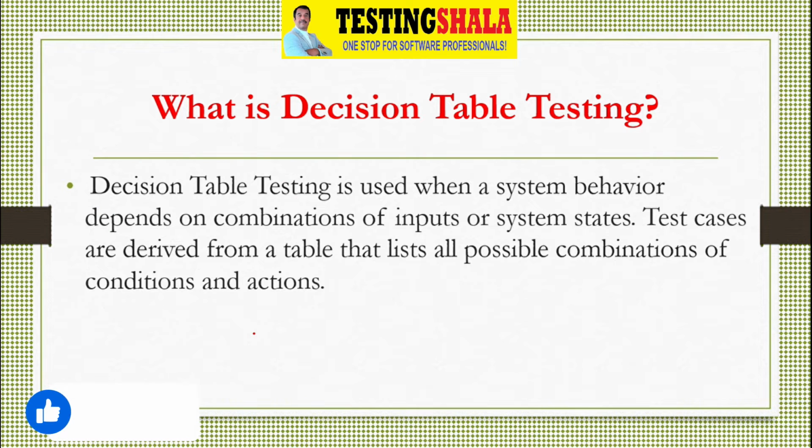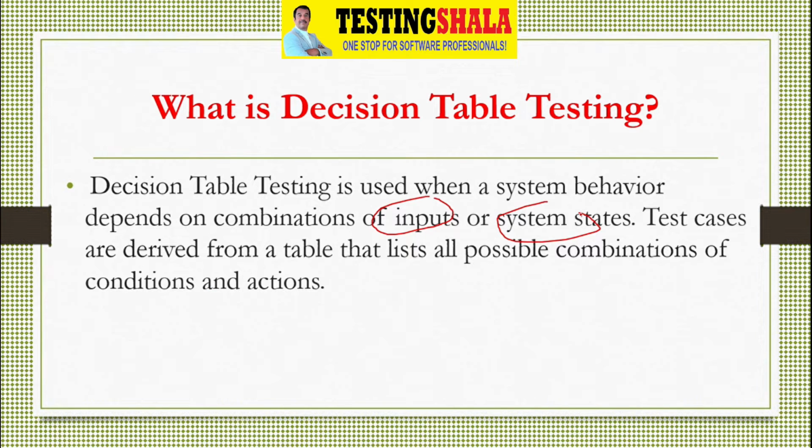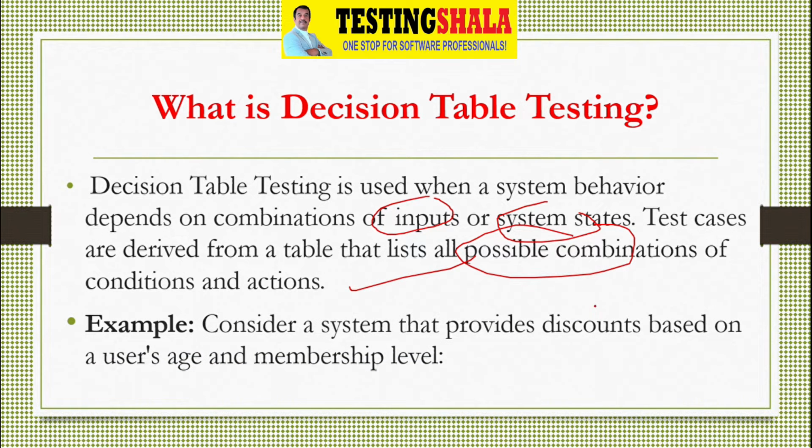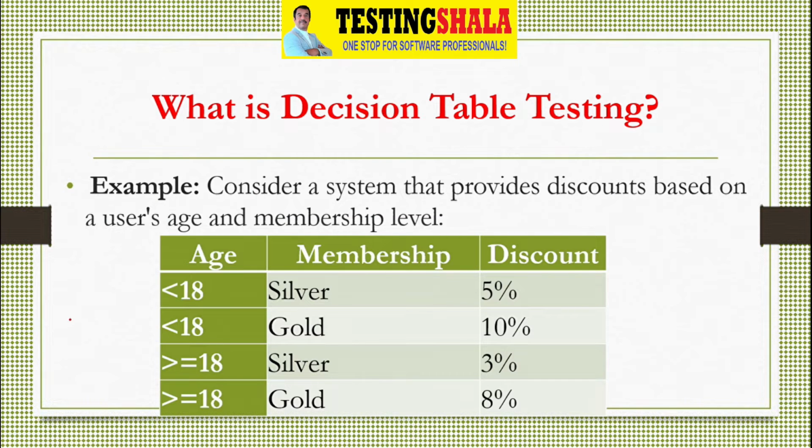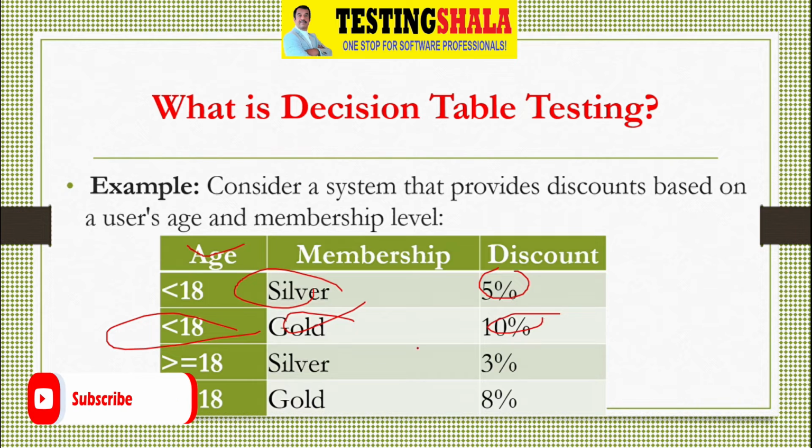The next technique is, what is the decision table testing technique? Normally, decision table testing is used when the system behaves differently with different combinations of inputs or system states. The test cases are derived from a table listing possible combinations, conditions and actions. If you take an example where discounts are based on user age and membership level, this is how the decision table works. If the age is less than 18 with a silver membership, we should provide a 5% discount.